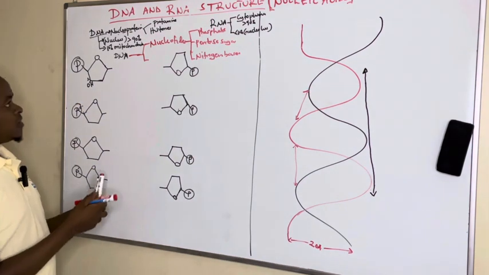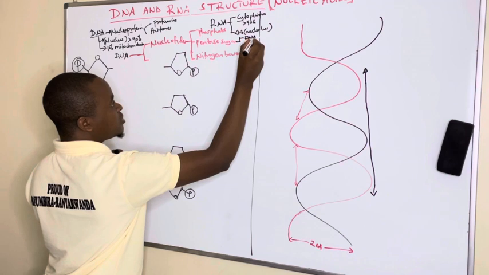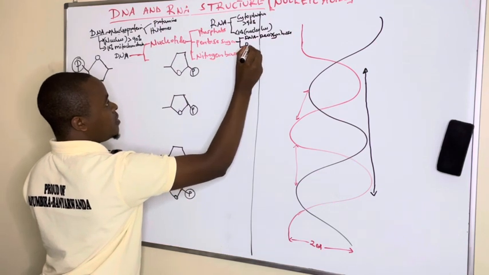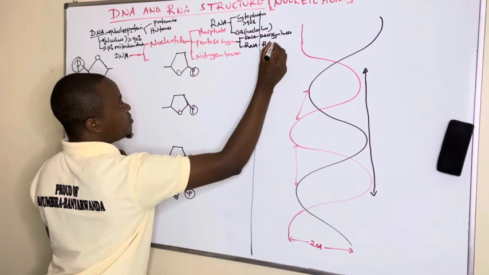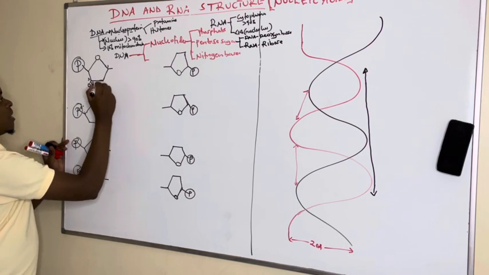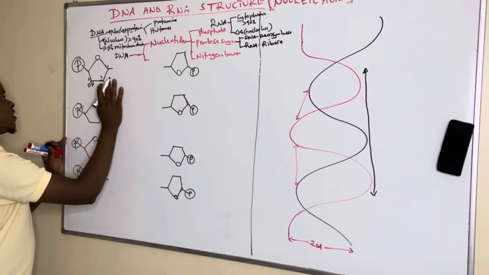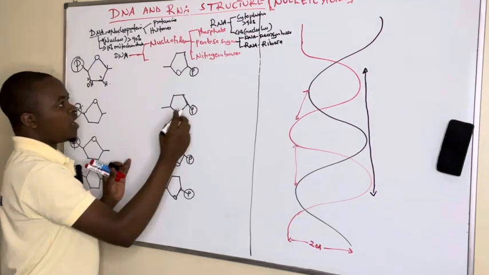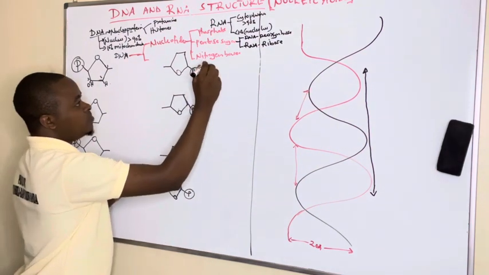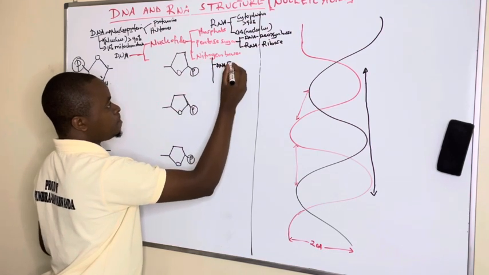Whereby the nucleotide has a phosphate, then it has the pentose sugar, where in DNA the pentose sugar is deoxyribose, whereas in RNA the pentose sugar is ribose. In DNA we call it deoxyribose because if this is carbon number 1, at carbon number 2 the DNA lacks the hydroxyl group. It is removed. It has only the hydrogen, which is different from RNA, which possesses the hydroxyl group at carbon number 2.